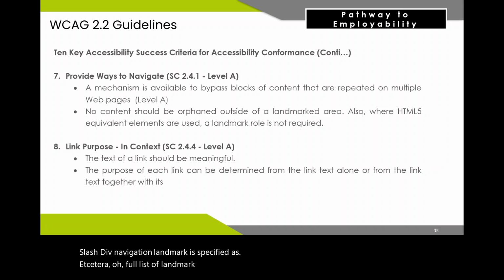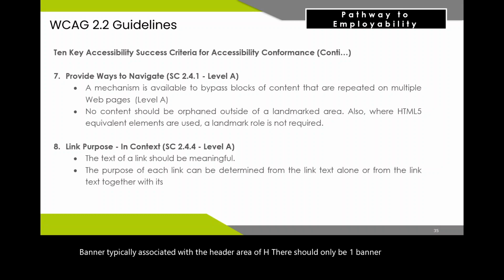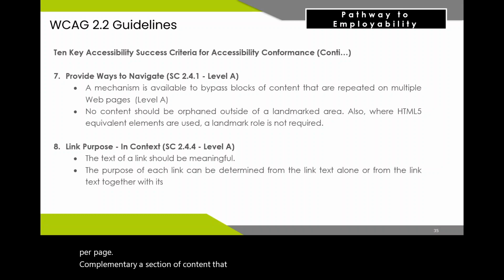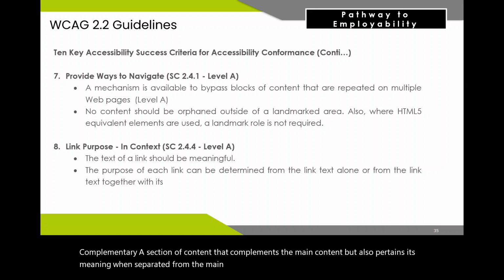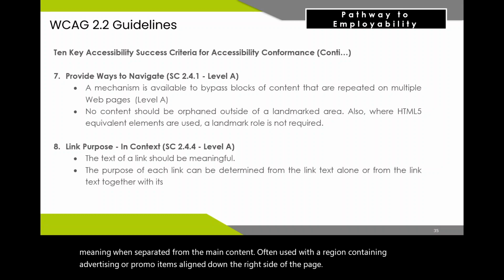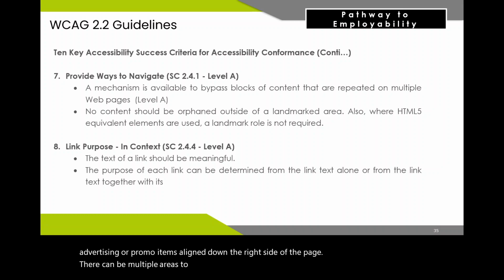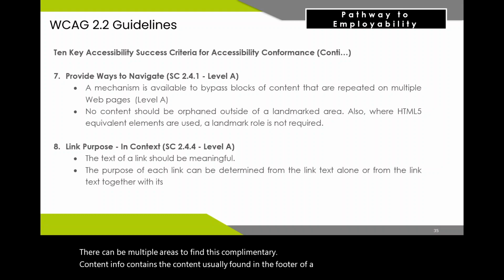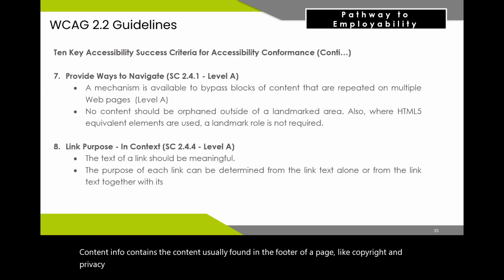There should only be one banner landmark per page. Complementary is a section of content that complements the main content but also retains its meaning when separated from the main content. It is often used with a region containing advertising or promo items aligned down the right side of the page. There can be multiple areas defined as complementary. Content info contains the content usually found in the footer of a page, like copyright and privacy statements. There should only be one content info landmark per page.